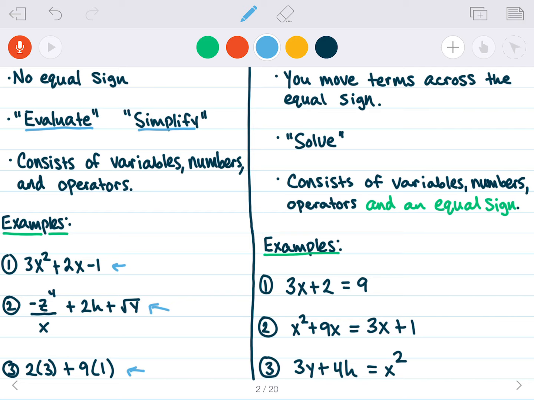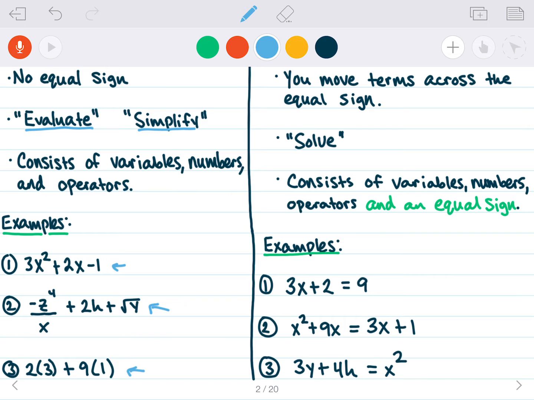There's no need for any variables in the expression as long as we have at least one number that would qualify as an expression. But the big thing here is that expressions do not have equal signs, and therefore we're not solving expressions. We can evaluate expressions, we can simplify expressions, but we cannot solve expressions.